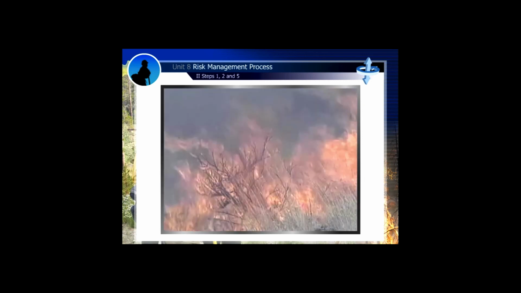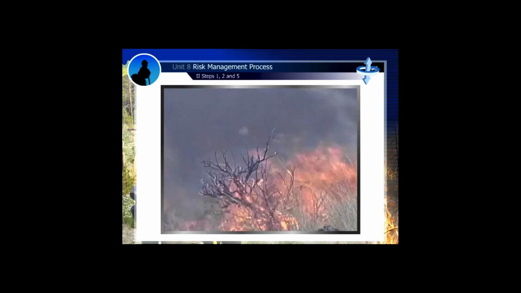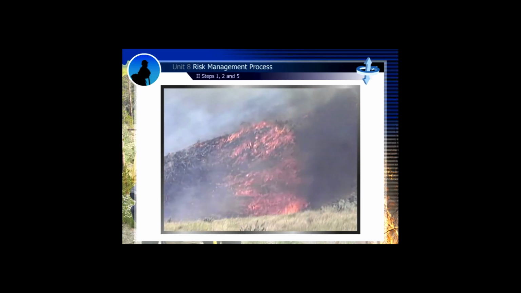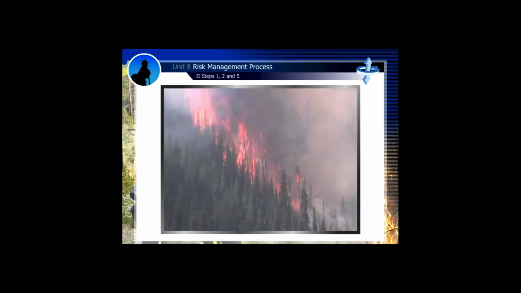For example, you see fine fuels. The relative humidity is low and temperatures are high. This tells you that there is a high possibility that fuels could readily ignite and spread rapidly.